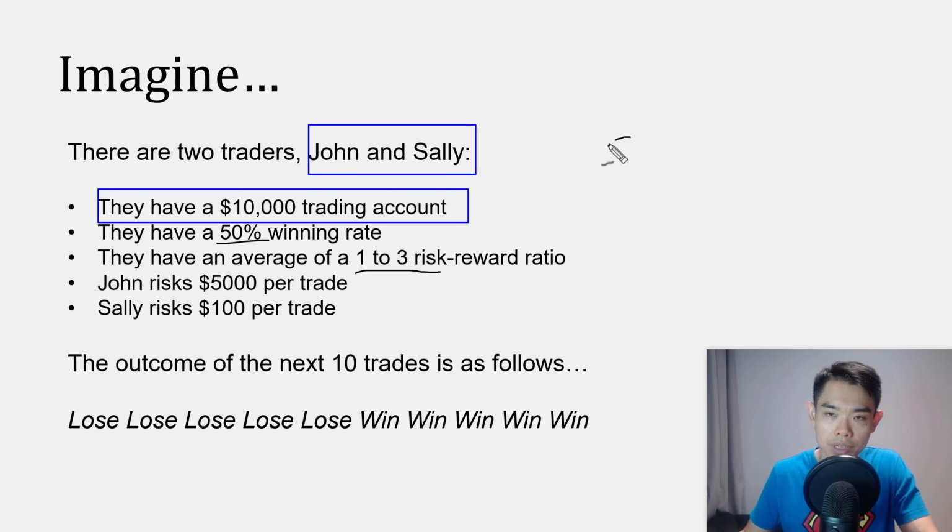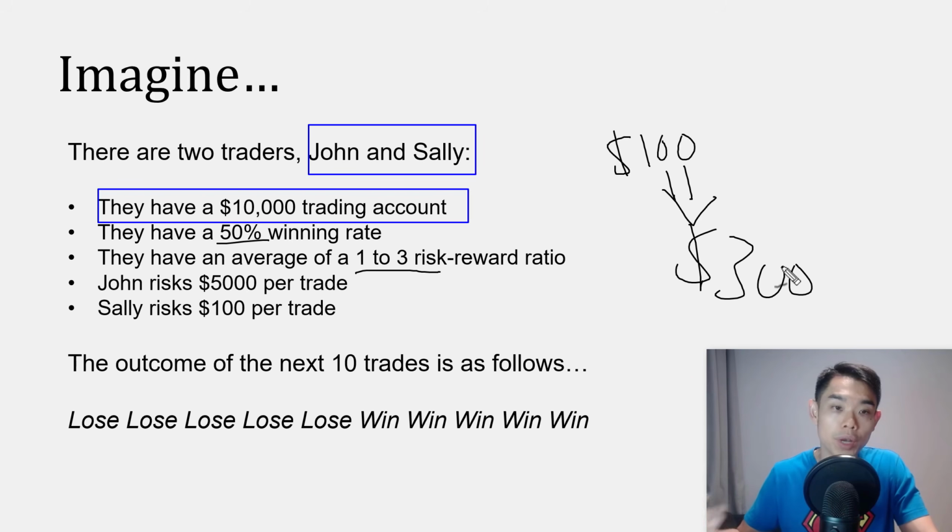So let's say, for example, if you risk $100 and you earn a 1 to 3 risk reward ratio, it means that you would have gotten $300 for a winning trade on average. And John is the kind of trader that goes big or goes home, so he risks $5,000 per trade, which is about 50% of his account. And Sally is a lot more conservative. She risks 1% of her account. $100 of 10K is 1%.